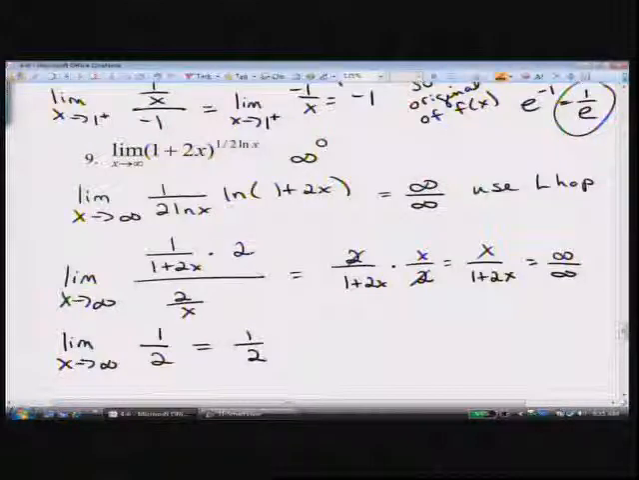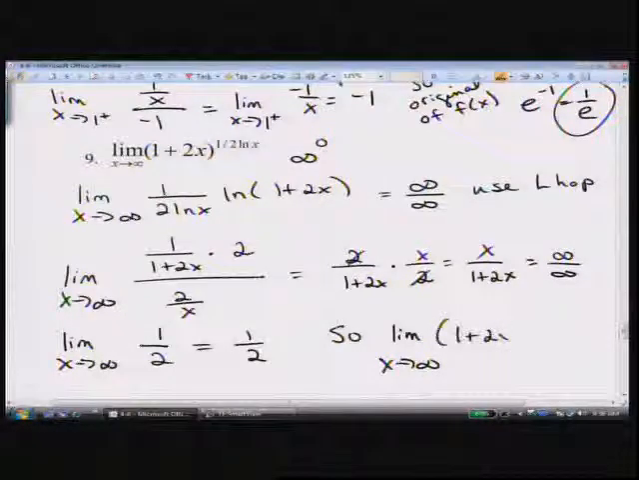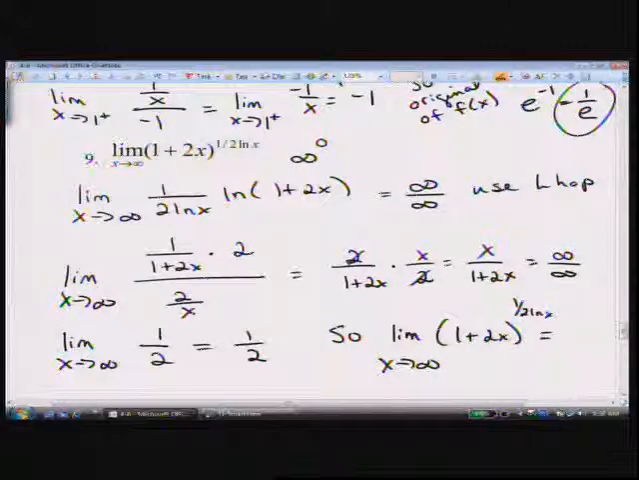But it's not quite my answer. That's my answer for the limit of the natural log of the function. To get back to the original function, I have to e it. Okay? So the limit as x goes to infinity of 1 plus 2x to the 1 over 2 ln x is going to be e to the 1/2.